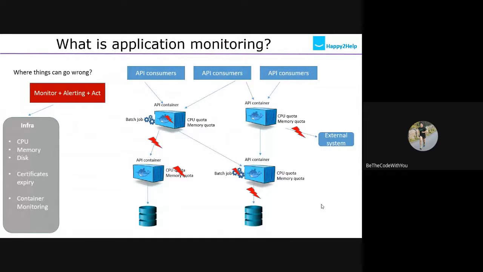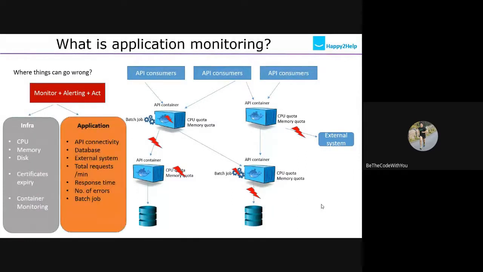And then on the other side we have application monitoring, right, where you basically look at your application connectivity between APIs and database. You monitor external systems, the total number of requests coming to your API, the response time, the number of errors, and maybe batch jobs or any other application-specific monitoring you want to do, right? So I would say this is how I would think of monitoring as a whole. You can visualize it in terms of application monitoring, right? Any questions?